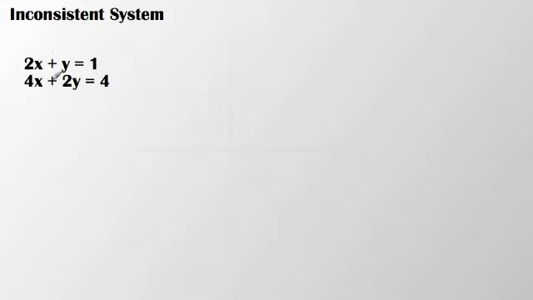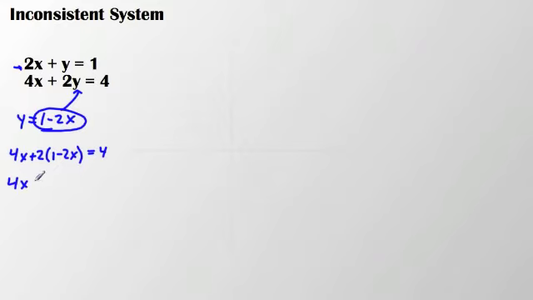If I were to solve this using substitution, I would take the first equation and rewrite it so I get y equals 1 minus 2x. I would then substitute that 1 minus 2x in for y in my second equation, and I get 4x plus 2 times (1 minus 2x) equals 4. Then I want to solve for x like usual. Using the distributive property, I'll get 4x plus 2 minus 4x equals 4.